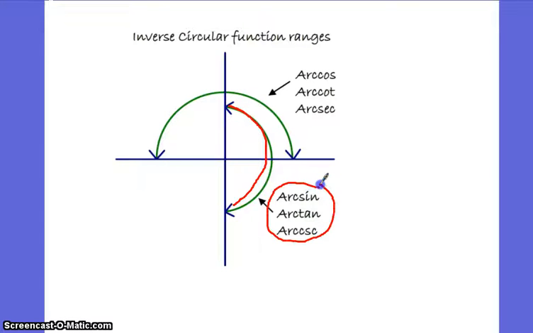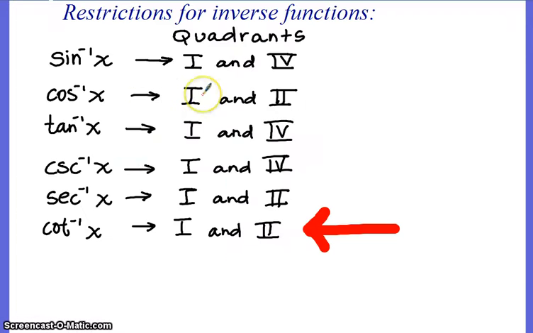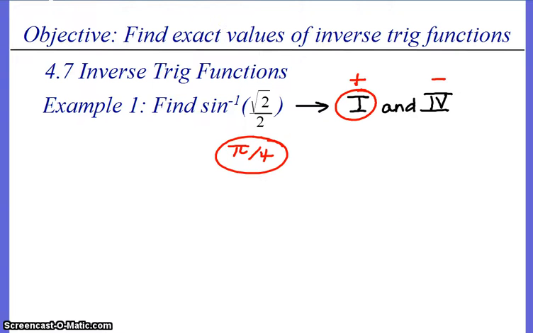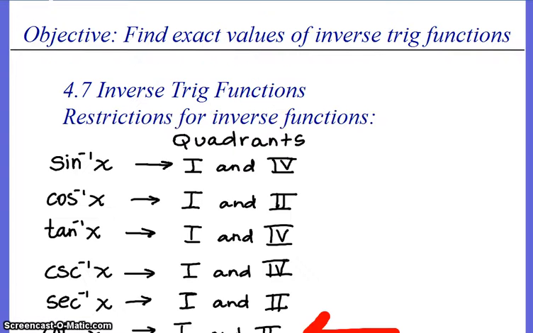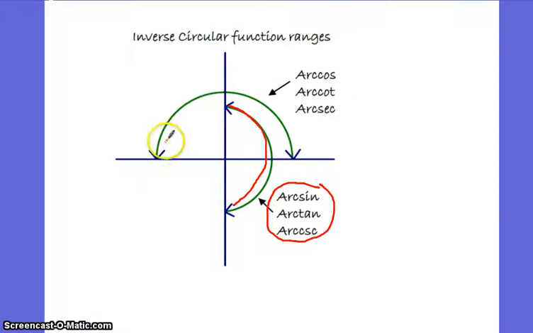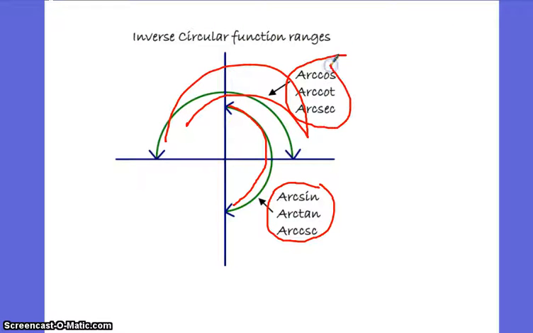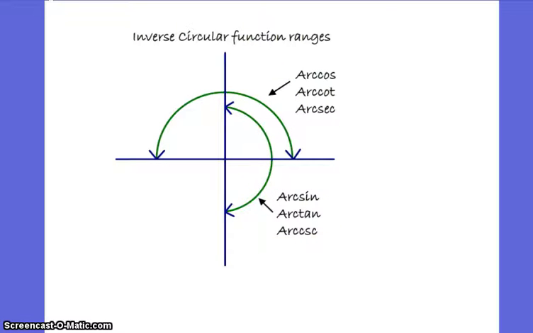Sine, tangent, and cosecant are in the first and fourth quadrants. And cosine, secant, and cotangent are in the first and second quadrants. Let's go back here. That's these two, first and second quadrants: cosine, cotangent, and arc cosine, arc cotangent, and arc secant. Okay, so this is just a visual of saying the exact same thing about which quadrants I look at.